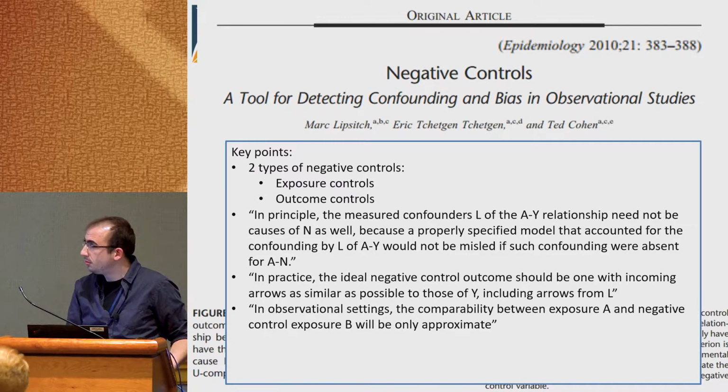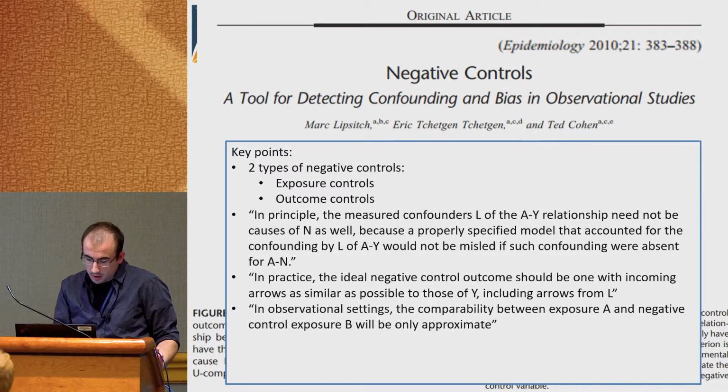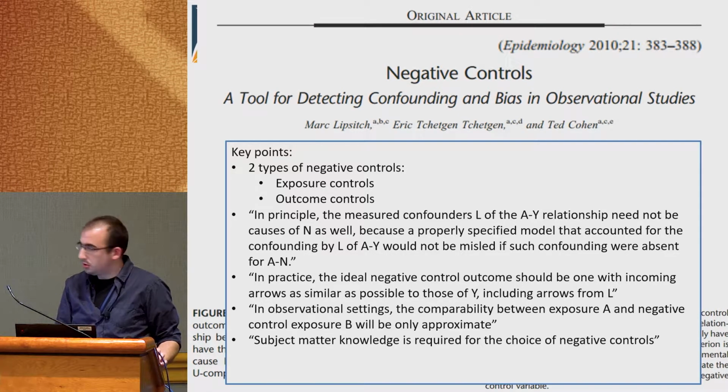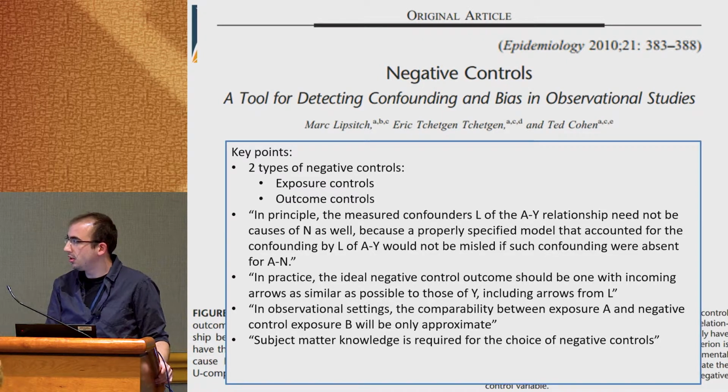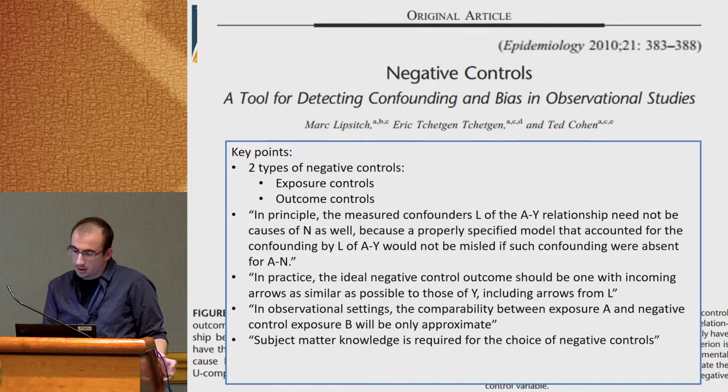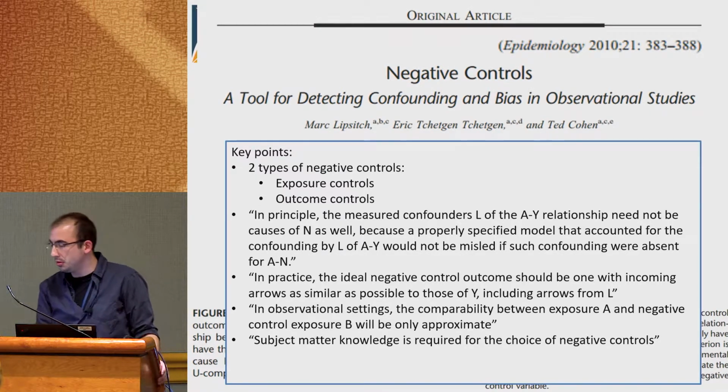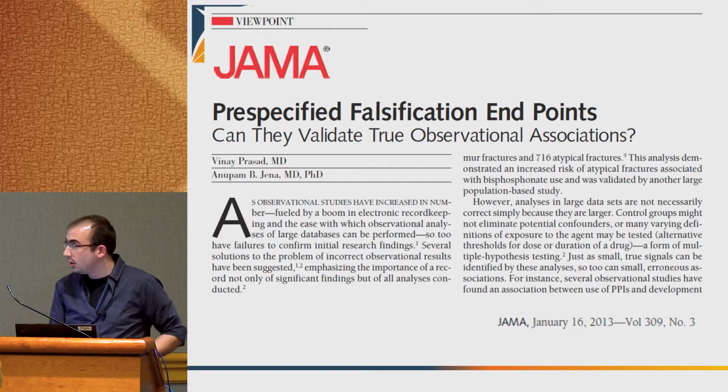Yeah, so we talked most about these things. The last part is what Martijn said. We need to think very carefully about what our negative controls are, and we still may get it wrong.